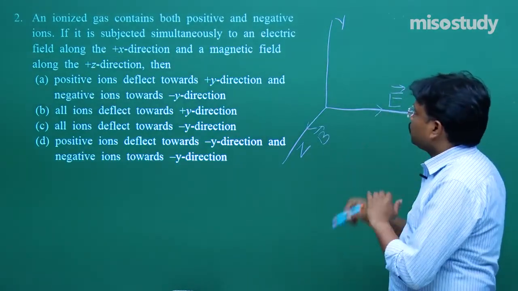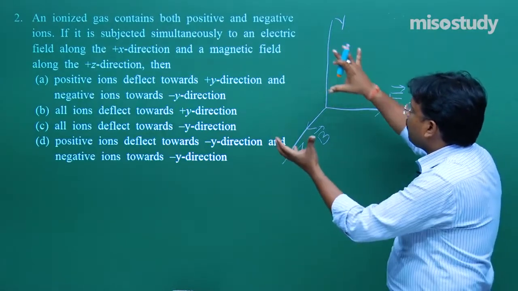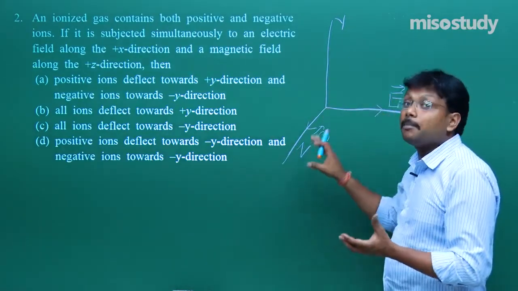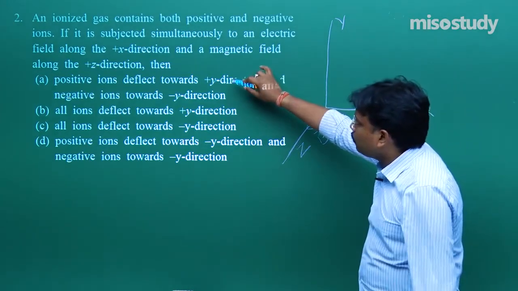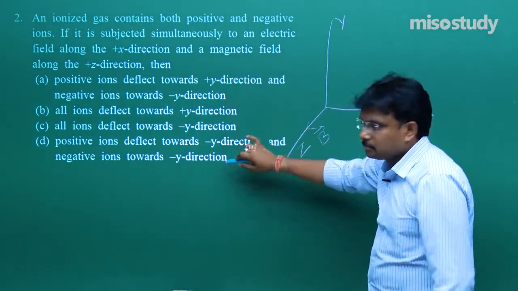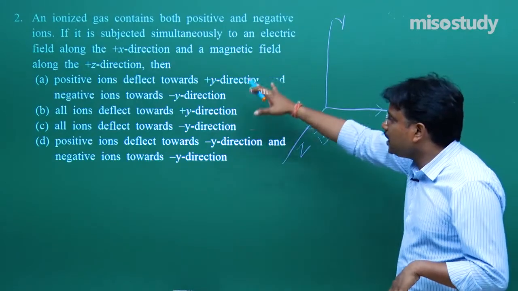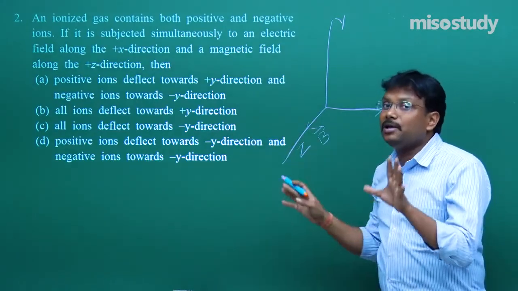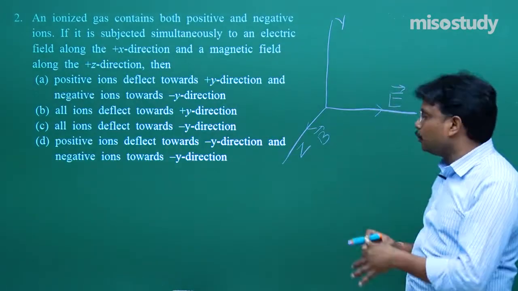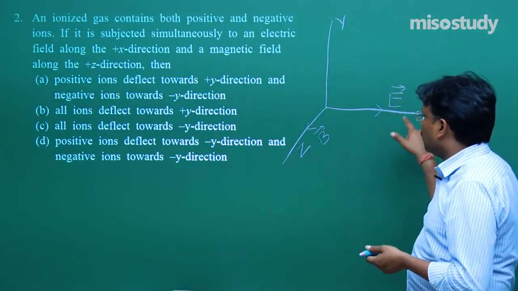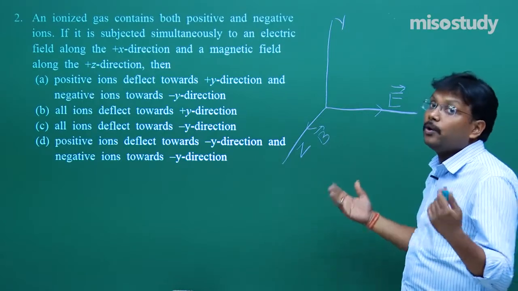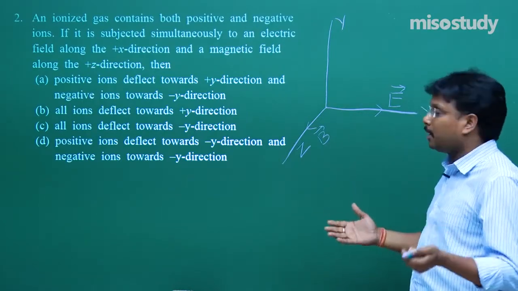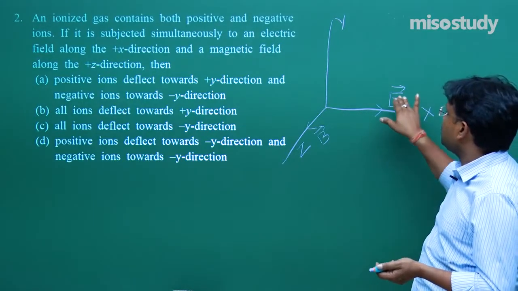Then, in this situation, if these positive and negative charges are moving, what will happen? Fine. So, we have to find out what will happen. Okay. So, no need to read these options right now. First, we will find in which direction these charges are moving and how their motion is going to be governed because of the presence of E and B.